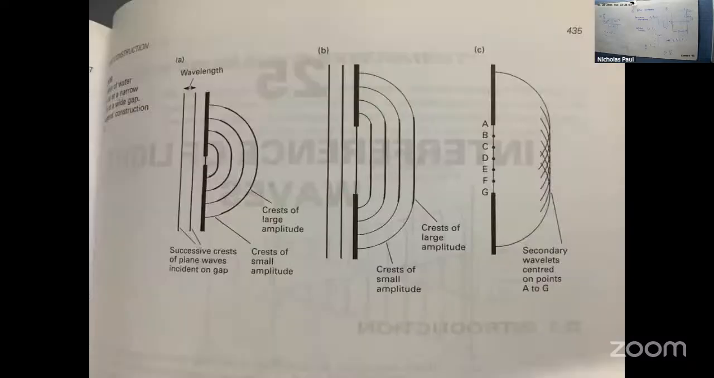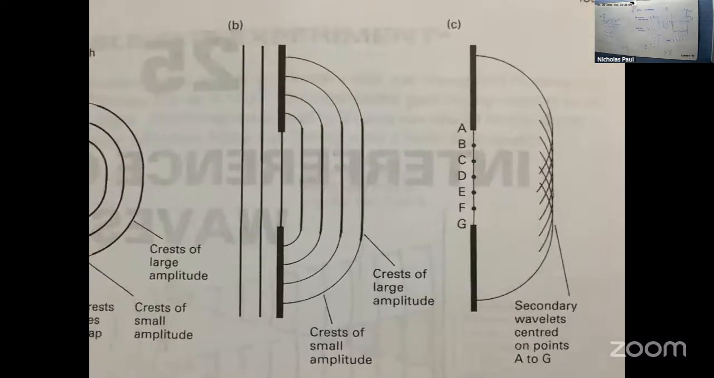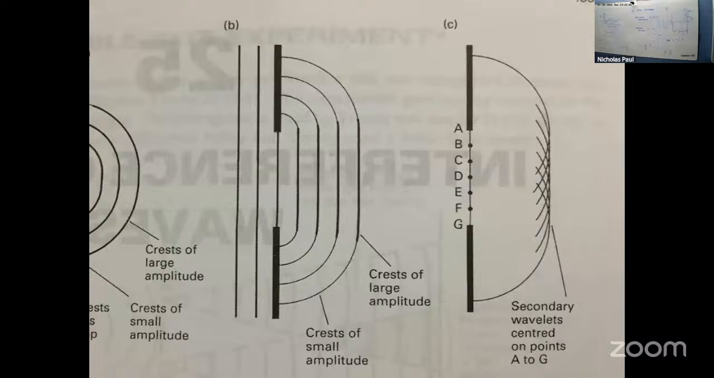So what you did, right? If you look at diagram C, it shows you points A, B, C, D, E, F, G, and it shows you how the shape ends up like that. You see that? All those waves, they take a tangent of all those waves, and they end up with the curve. That's okay?